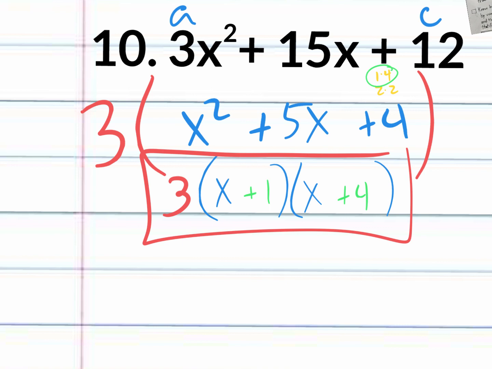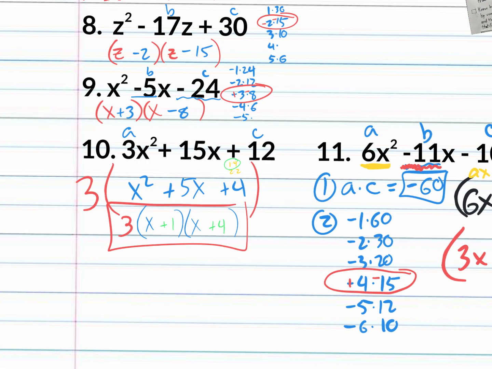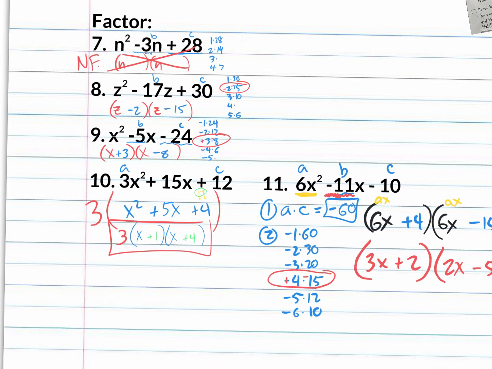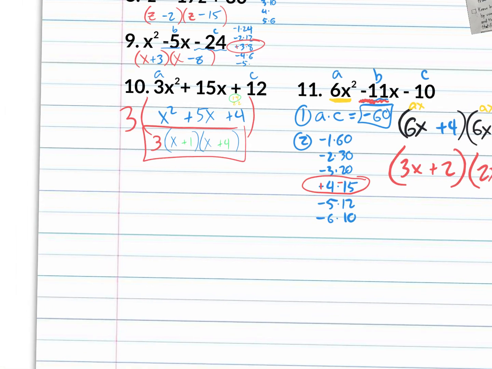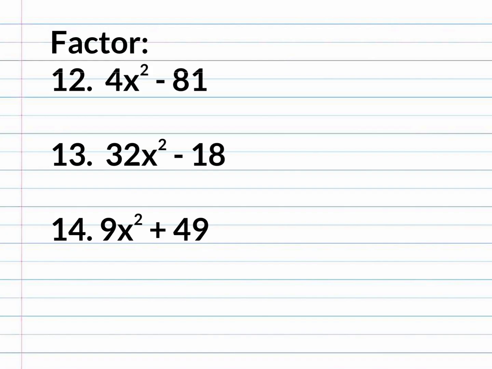So always try to pull out the GCF first. Why? Because it makes everything easier. You might be able to continue factoring on the inside. Okay, we are almost done. There's only one more section up here. Give me a second. One more section right here of factoring.